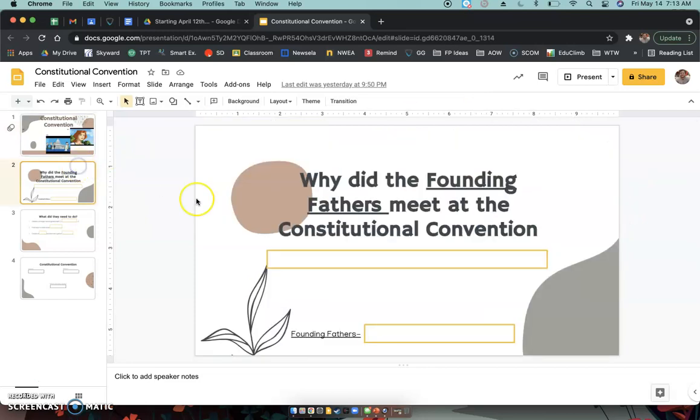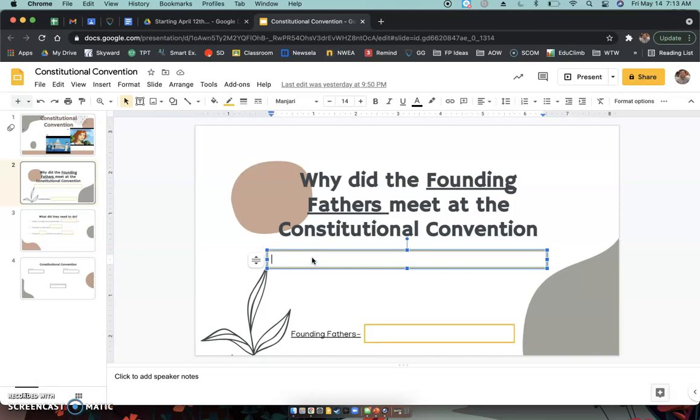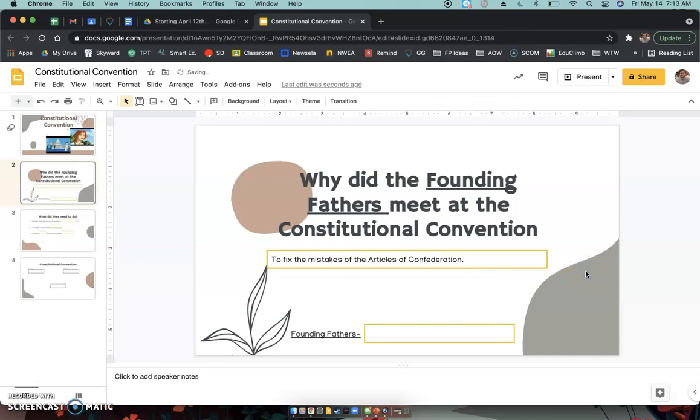All right. So, why did the Founding Fathers meet at the Constitutional Convention? To fix the mistakes of the Articles of Confederation. Okay. So that is why they got together at the Constitutional Convention, to fix the mistakes of the Articles of Confederation.